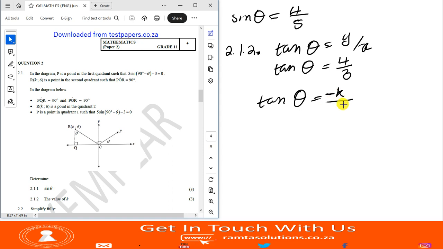And then what is its opposite? It's adjacent. Remember, adjacent to this angle here is this guy here. What is this guy? It's a y value, which is given as 6. But we did say tan theta is 4 over 3, isn't it? Therefore, we can say k is negative 8. It makes sense for k to be negative 8 because x values here are negative, right?